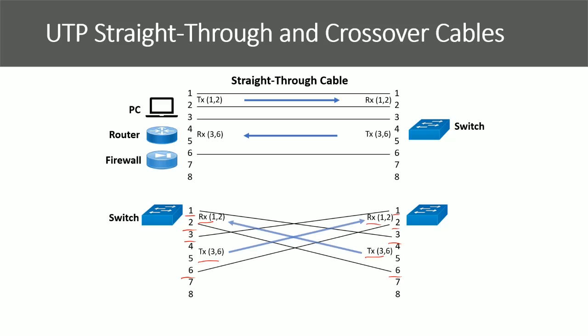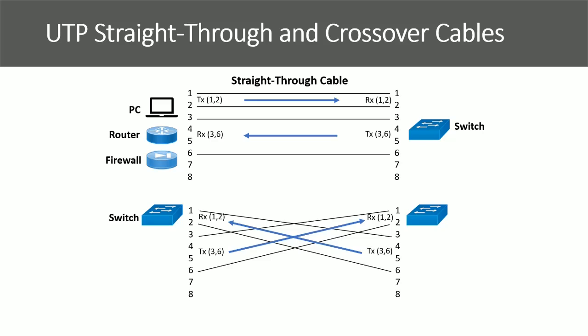And if devices try to communicate this way, TX from side A sends information over 3 and 6 to RX on side B over pin 1 and 2. And when side B wants to communicate with side A, it sends information over pin 3 and 6 to the receiver pins on side A, which is 1 and 2. This cable with this pin assignment can be used to connect switches to each other.